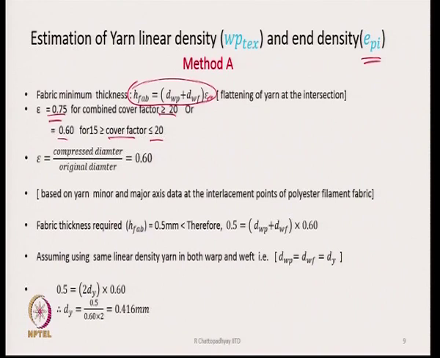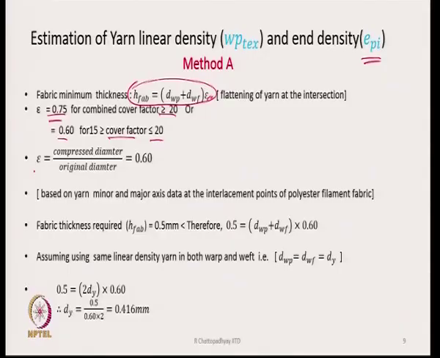and therefore, we make use of these equations and try to see whether we will be able to predict the yarn count and ends density. And what is this? This is compressed yarn diameter by original diameter of the yarn. This value should be equal to 0.6. Now, fabric thickness therefore required is 0.5 mm, that has been stated. Therefore, we can write 0.5 is summation of diameter of warp and weft multiplied by 0.6.